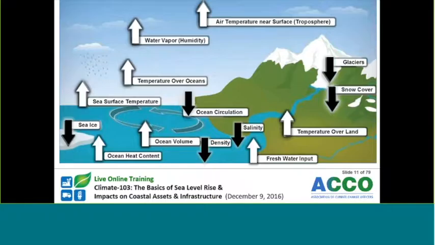On land, we're starting to see glaciers melt. That's bringing more water down to the ocean, so it's also increasing the volume. And we're starting to see the temperature increase over land, which is just accelerating the air surface temperatures over the ocean itself.